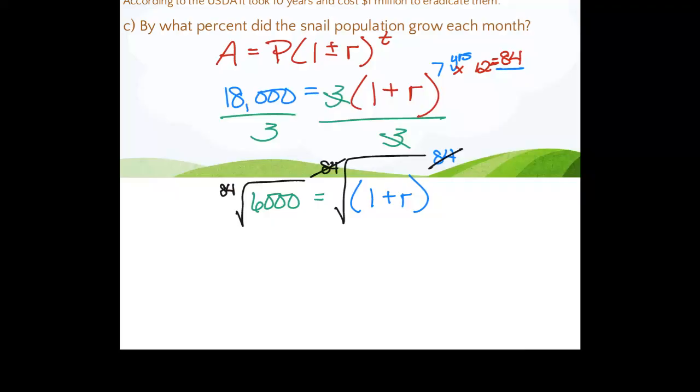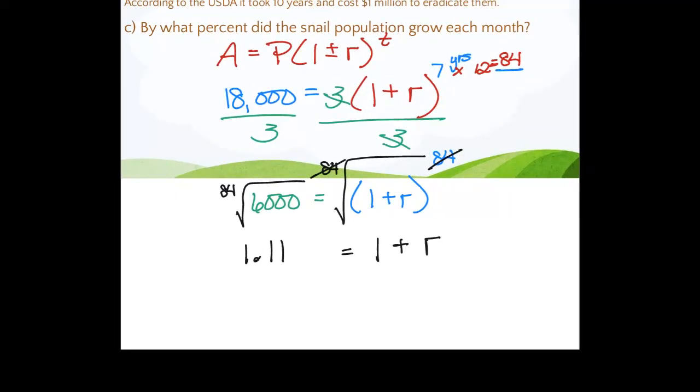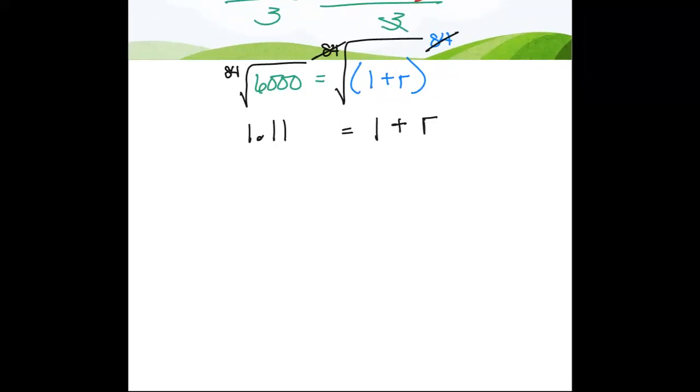So finding the 84th root of 6,000, what number times itself 84 times? Rounding up, well, it's originally 1.109. Okay, and yes, we'll round it to the hundredths place. So 1.11 is equal to 1 plus r. I'm trying to solve for r to figure out what is that monthly rate. So subtract 1, and you get 0.11 is equal to your rate.